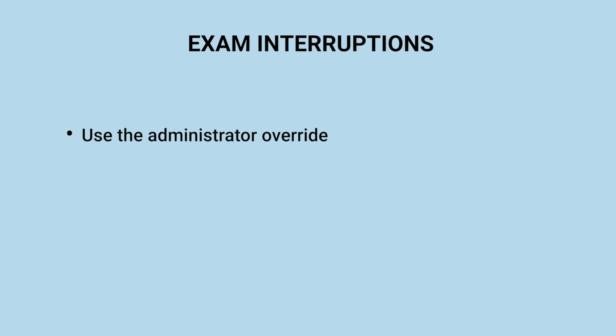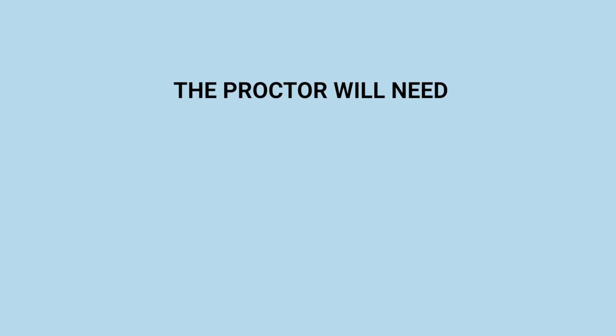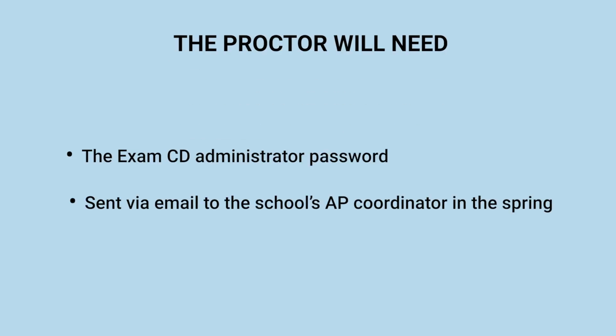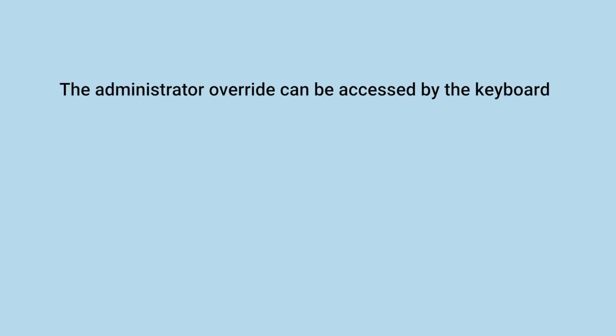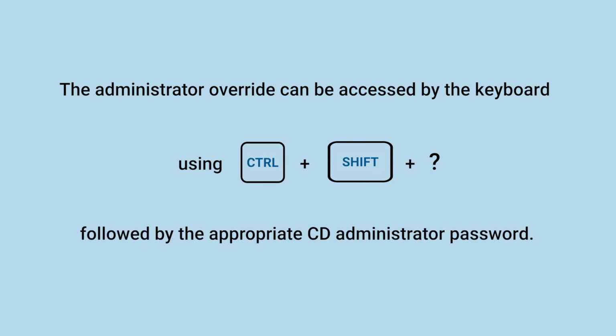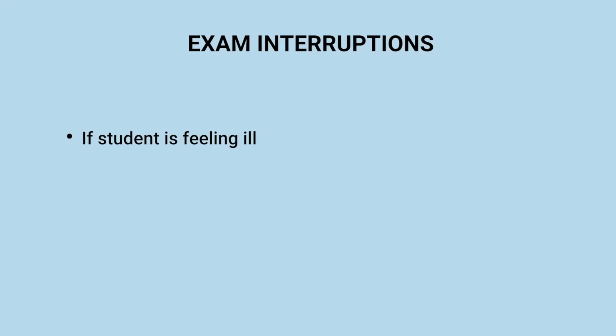An exam may be interrupted by the proctor using the administrator override or by ejecting the CD to stop testing. The proctor will need the exam CD administrator password, which is sent via email to the school's AP coordinator in the spring. The administrator override can be accessed by the keyboard using Ctrl-Shift-?, followed by the appropriate CD administrator password. Proctor intervention may be needed if a student is feeling ill, or if the student doesn't hear the audio playback, for instance, due to a faulty headset.